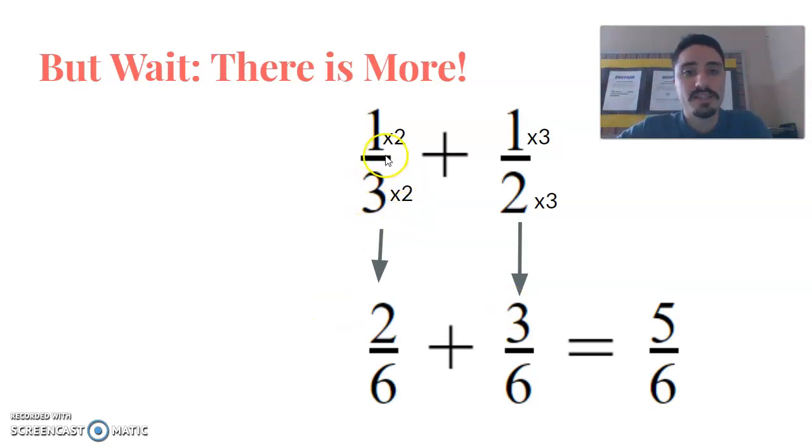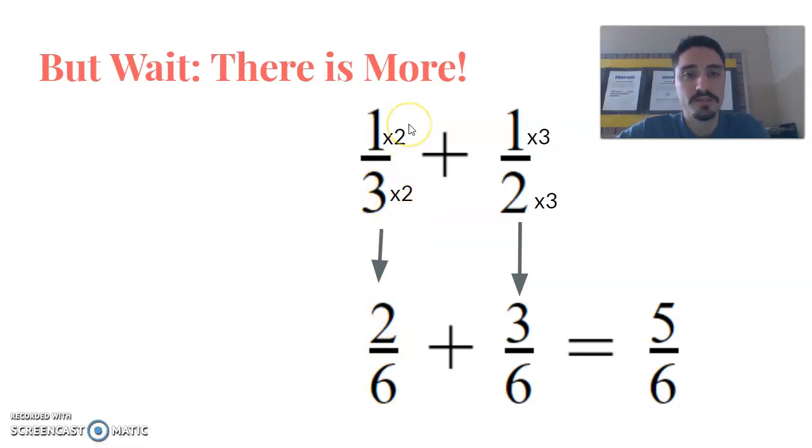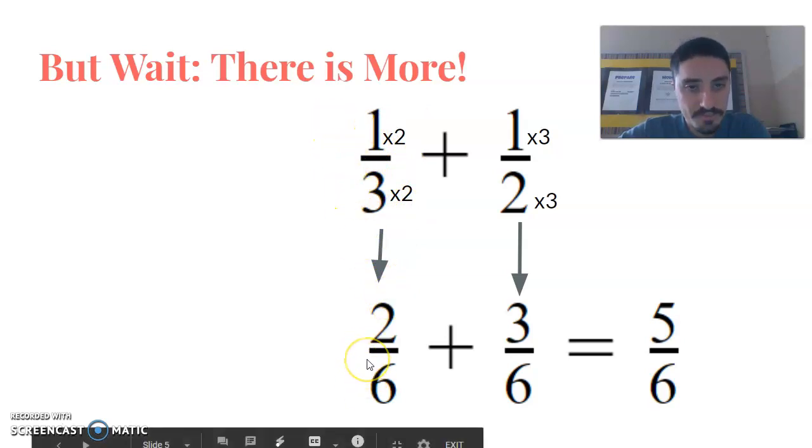So let's take a look at my first fraction. It was 1/3. I multiplied the denominator by 2 to get my new denominator of 6. So if I multiply the denominator by 2, I also must multiply the numerator by 2. So my new numerator is 2. So 1/3 equals 2/6. Same thing, because 3 times 2 is 6, and 1 times 2 is 2.